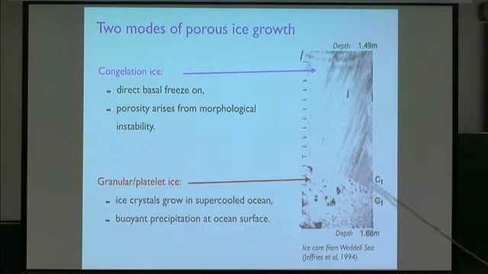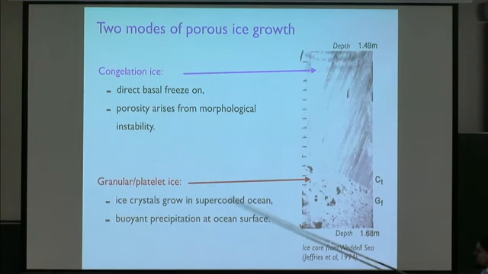If you take ice cores and look at them through cross-polarizing filters, as Jeffries and others did, you can start to pick out some differences between this type of ice structure and what I'm calling down here granular or platelet ice. So this is formed in a rather different way. It's basically formed by the accumulation of ice crystals that were originally formed deeper in the ocean.